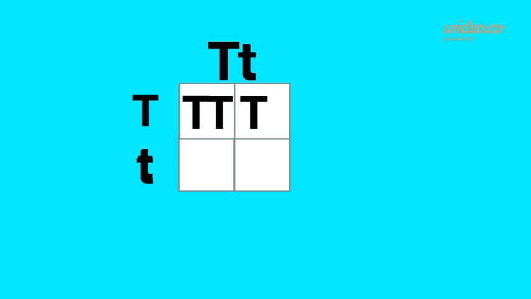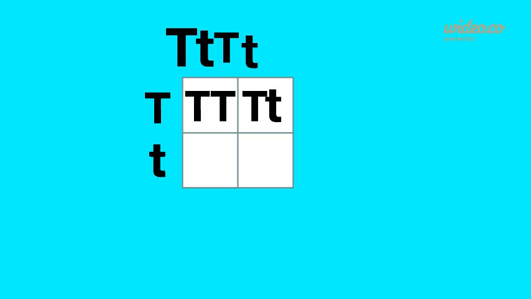The next box to the right is a little t from the father and a big T from the mother. This individual will be a heterozygous individual just like the parents, meaning it will also have a dominant phenotype of tall. And the third box in the bottom left will have a big T from the father and a little t from the mother. This will be the same as the last one, a heterozygous individual with a dominant tall phenotype.